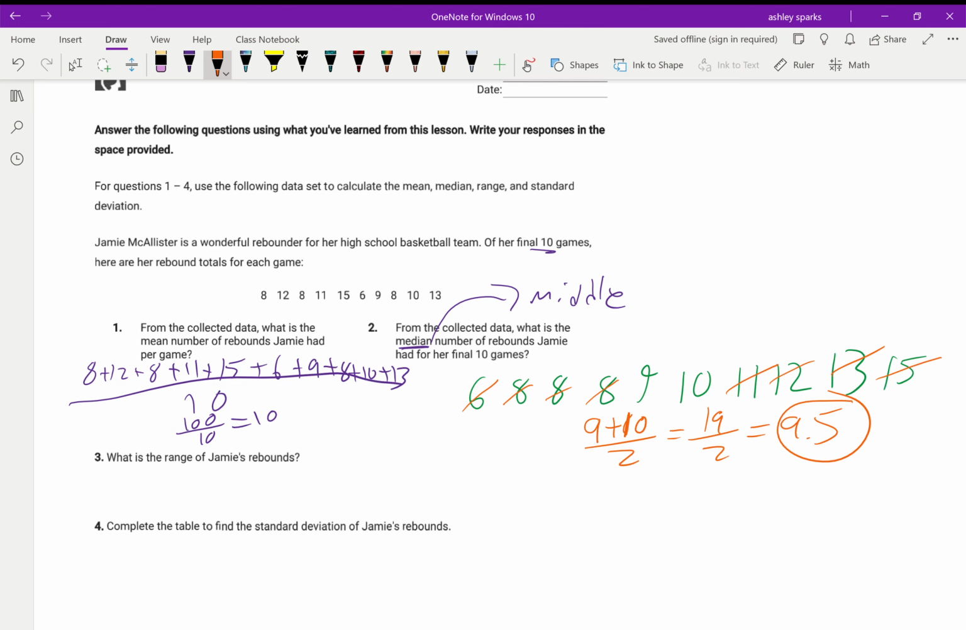Next is our range. Range is high minus low. So in this case, I would do 15, my biggest number, minus 6, which would be 9.